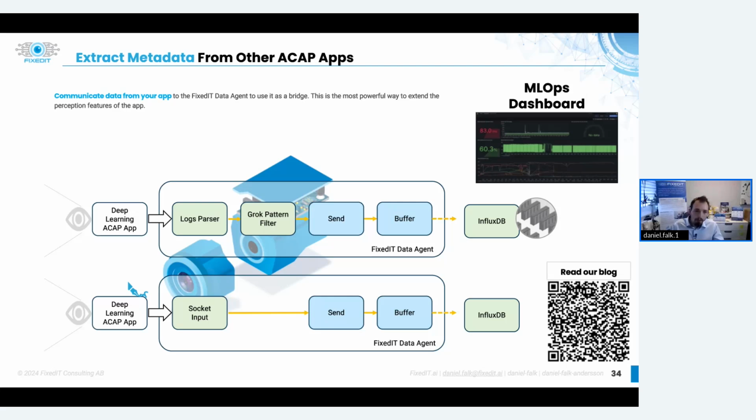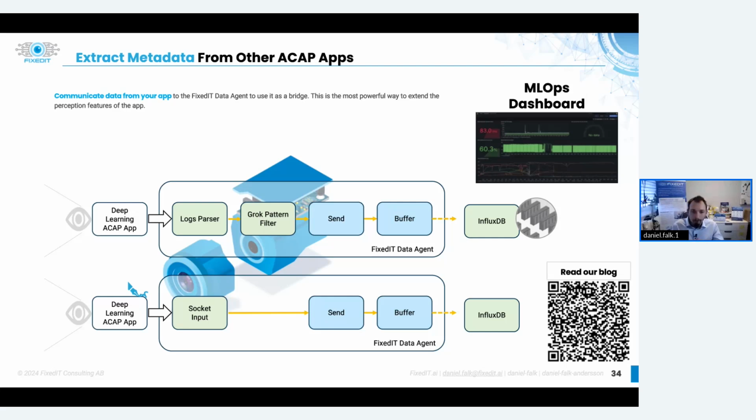And the reason we decided in this case to go with a log parser, which is not a very optimal or efficient way to do it, was that we didn't want to modify the deep learning application at all. But if we did this in a production scenario, typically what we would do is to modify the deep learning application to send these metrics that we want to log to the data agent.